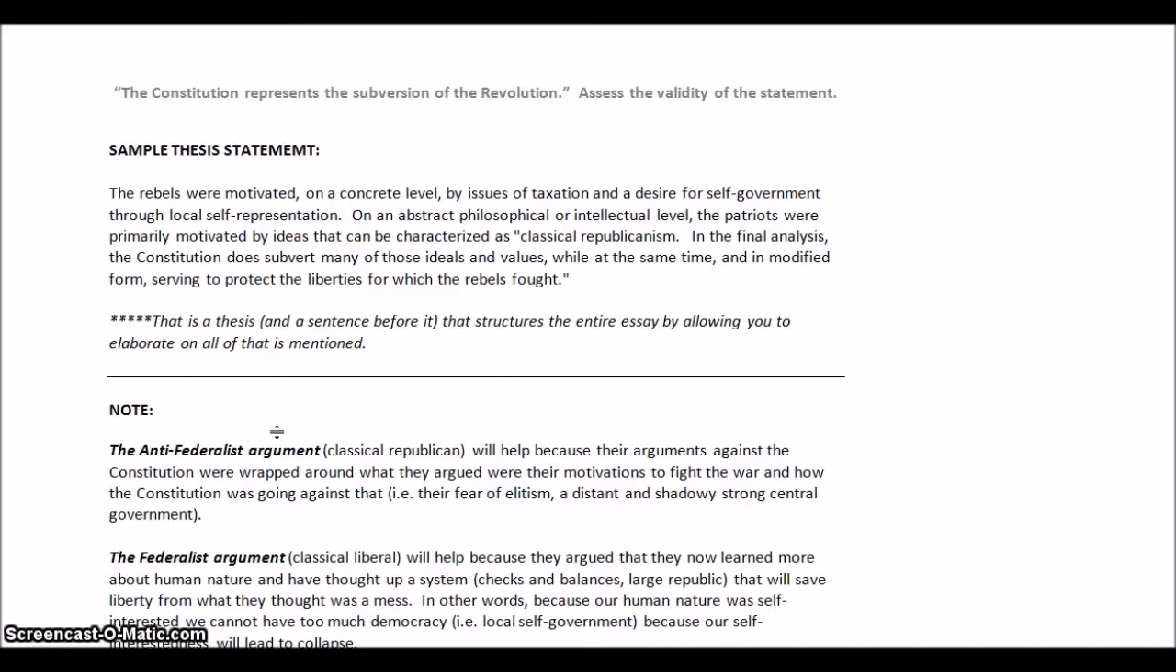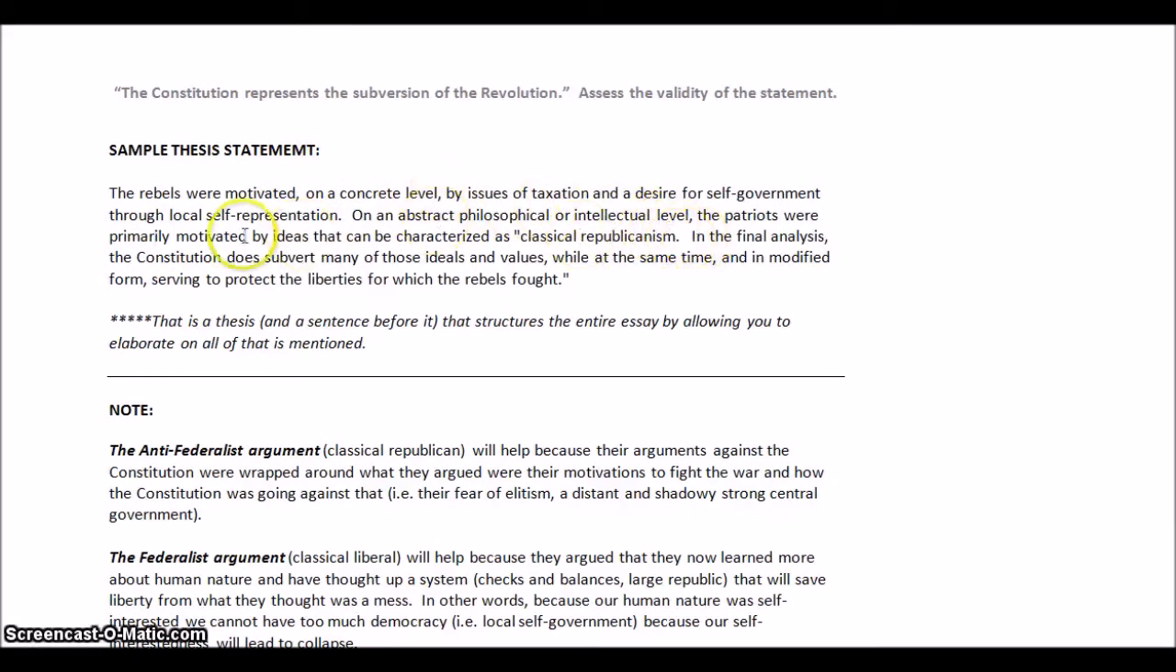The rebels were motivated on a concrete level by issues of taxation and a desire for self-government through local self-representation. That's the concrete level. On an abstract, philosophical, or intellectual level, the patriots were primarily motivated by ideas that can be characterized as classical republicanism. So see, I put "primarily," which leaves room for me to mention that rage for profit and commerce that was evident, but not primary.